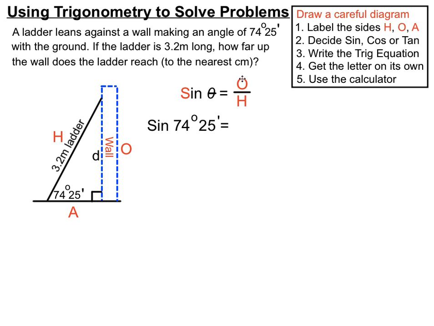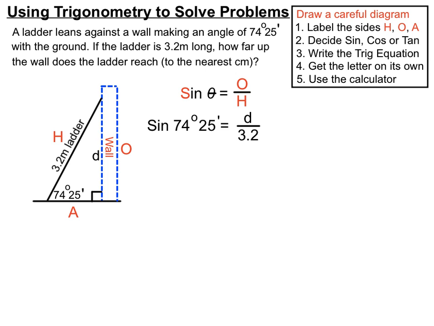On the right hand side we want an opposite up the top and a hypotenuse down the bottom. Now the opposite is where our D is, and our hypotenuse is where our 3.2 is from our diagram. Okay, so we'll fill that in.